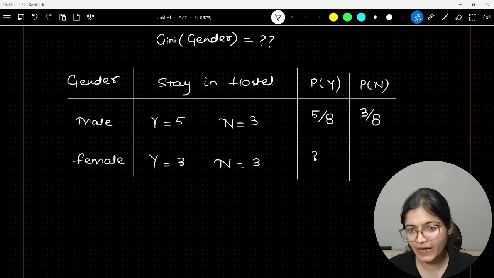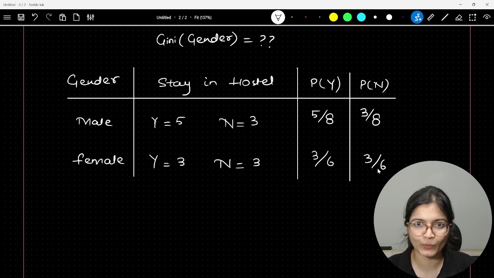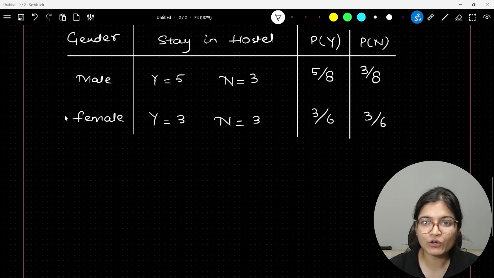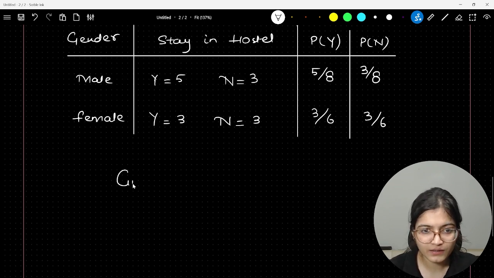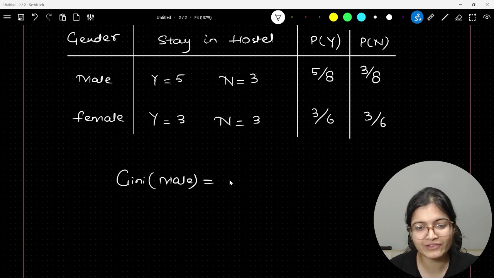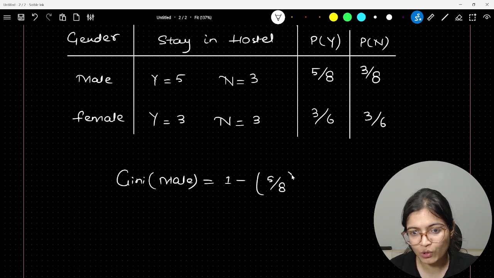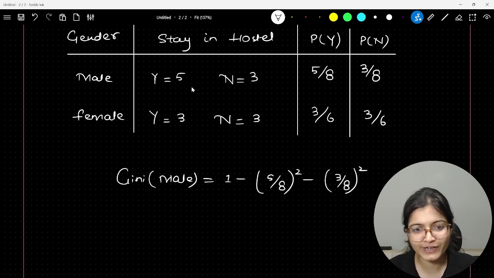So the probability will come out to be 3 by 6 and 3 by 6, which you can write as 1 by 2 as well, right? Now, what is the Gini value for a male? What is the Gini value specifically for the male feature, male gender? It will be nothing but 1 minus 5 by 8 whole square minus 3 by 8 whole square. So we will try to evaluate that.